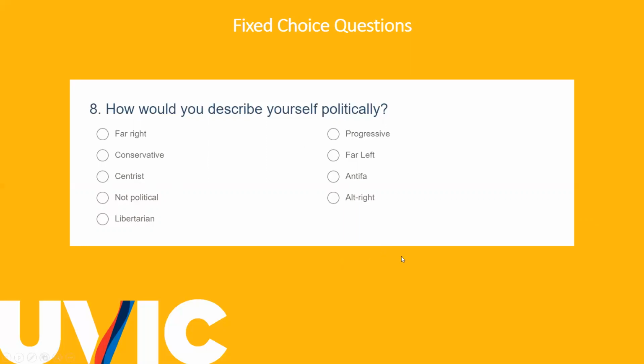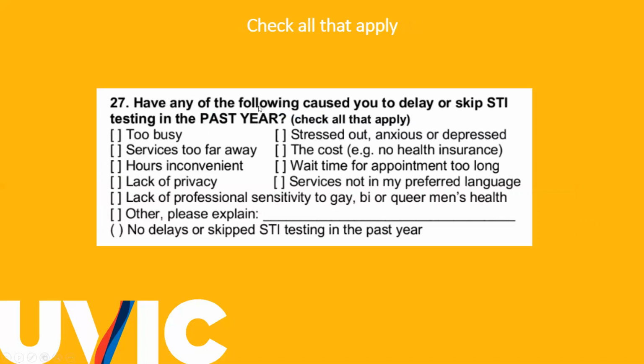And so that's fixed choice. Then you have this check all that apply. This is actually from a survey that we do on a semi-annual basis at Pride Parade festivals for LGBT folks, and then also online. This question is from the paper survey, and we just asked, have any of the following caused you to delay or skip? And here they could check all of those that apply.